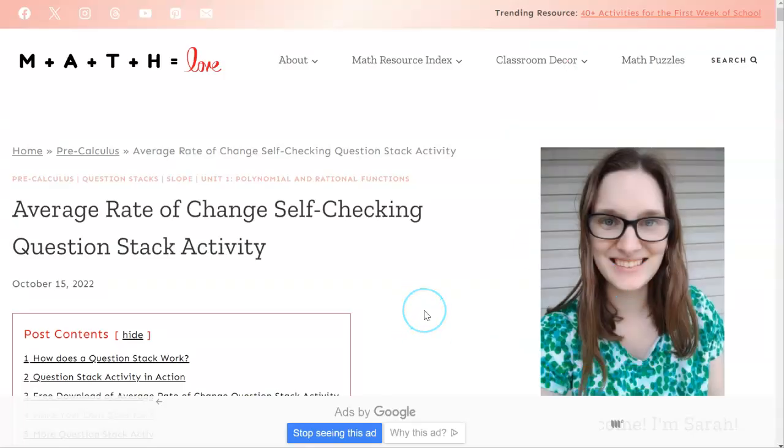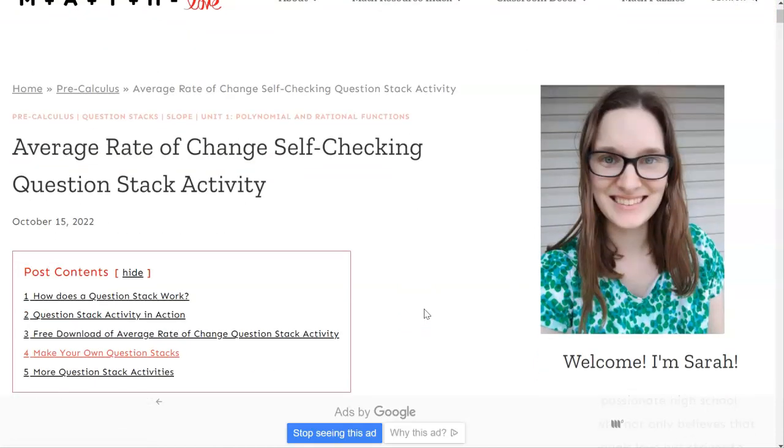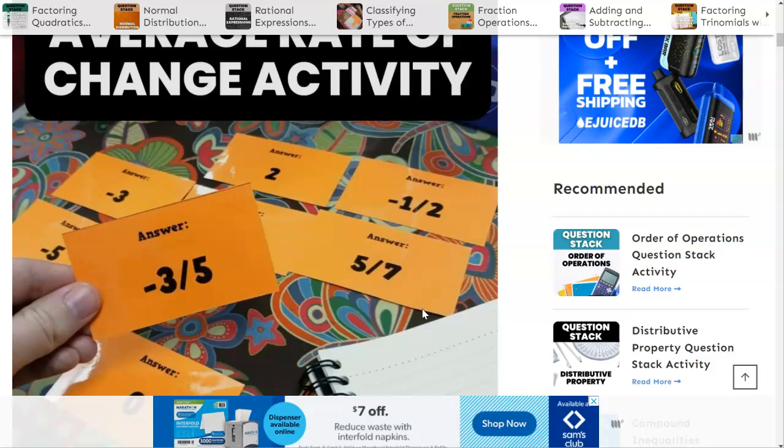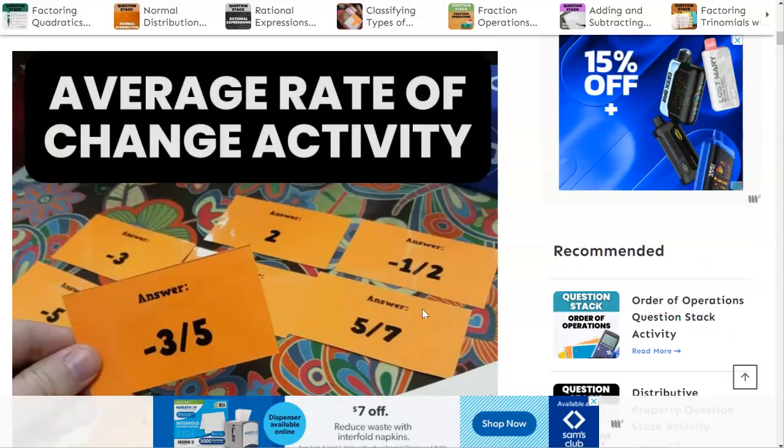This is the average rate of change self-checking activity. Now the actual activity she made was for pre-calculus, so I just took her activity. Same activity. I left some of the cards exactly the same, but I did change quite a few because I didn't want to have cubic functions and other things that we don't really study in Algebra 1, and I just changed those to absolute value, exponential, and just made them more suitable for our Algebra 1 kids. But here's what the cards look like, and these are the answers.